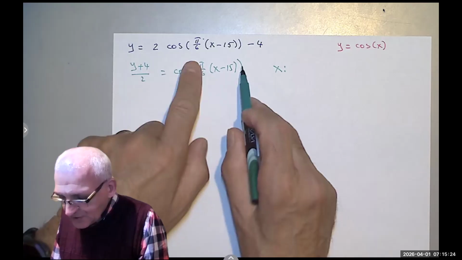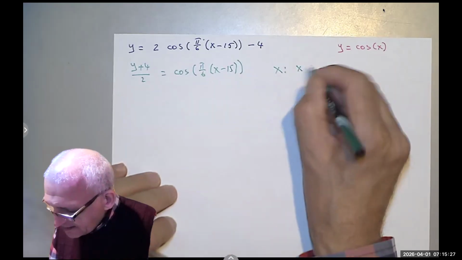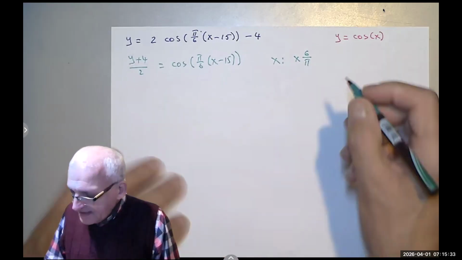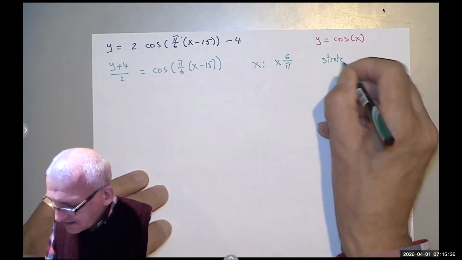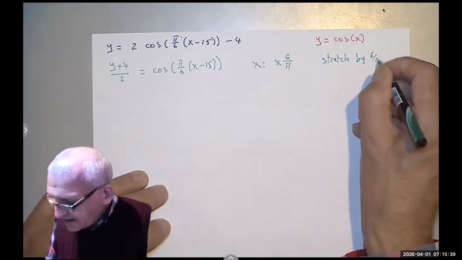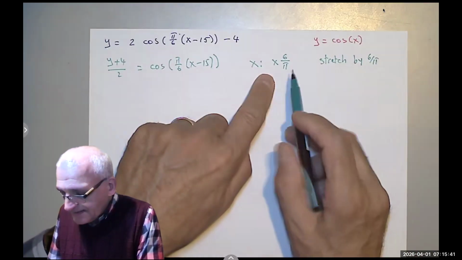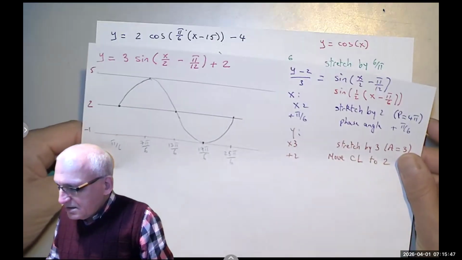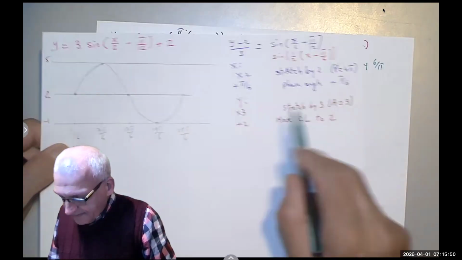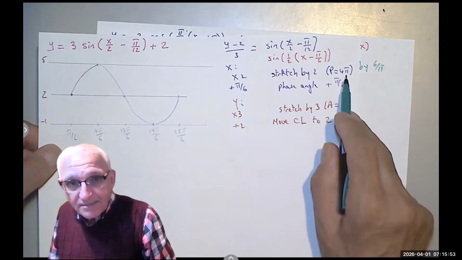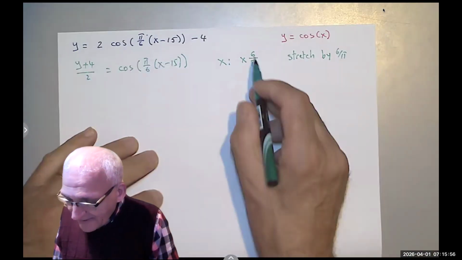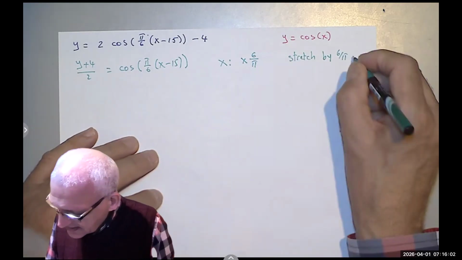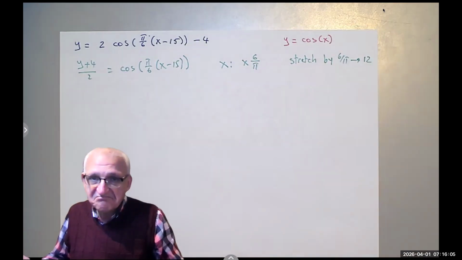So let's see what happens for the x. In order to make this whole thing x, I have to multiply by 6 over pi, meaning stretch by a factor of 6 over pi. It was 2 pi. Here I multiplied by 2, so the 2 pi became 4 pi. Here I'm going to multiply by 6 over pi. So 2 pi times 6 over pi, the pi's cancel, and 2 times 6 would be 12. So the period would be 12.